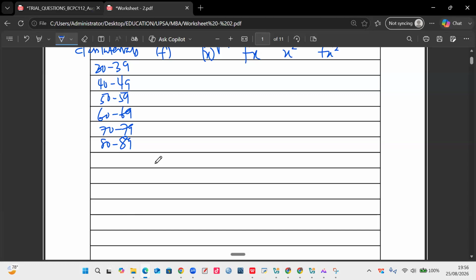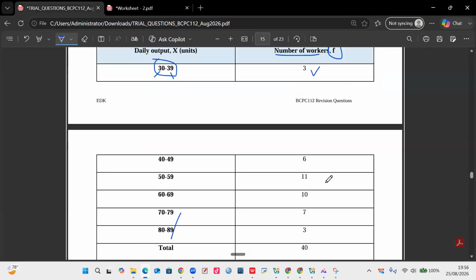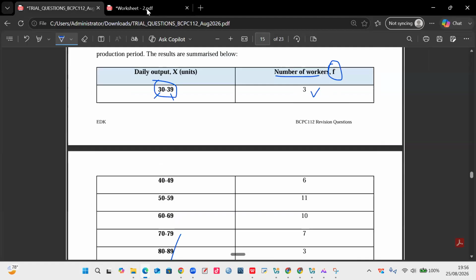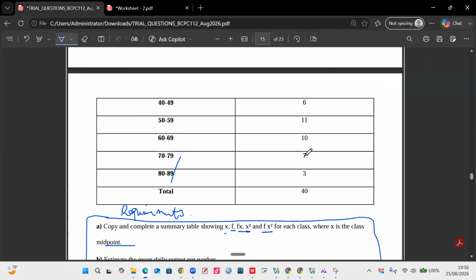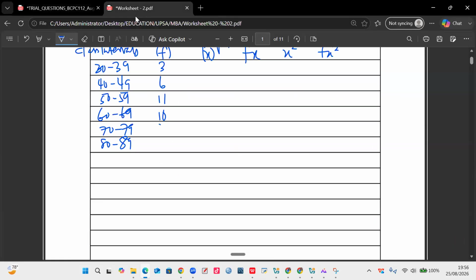30, 40, 50, 60, 70, 80. That's it. Then the frequencies, we have 3, 6, 11, 10. Then we have 7, 3.